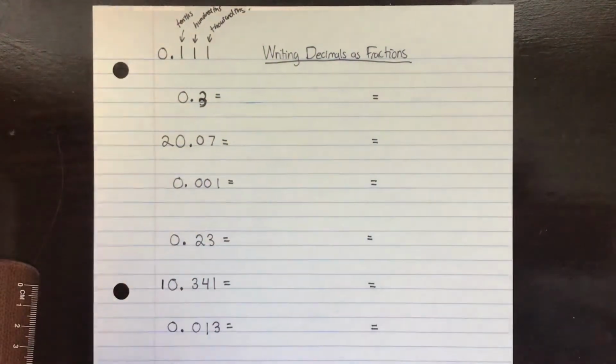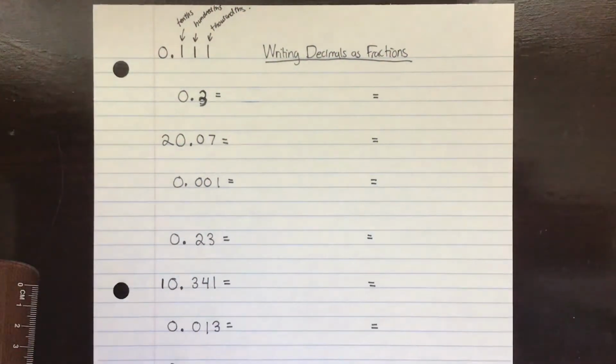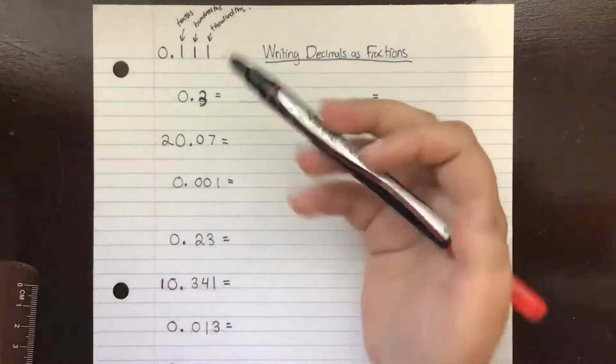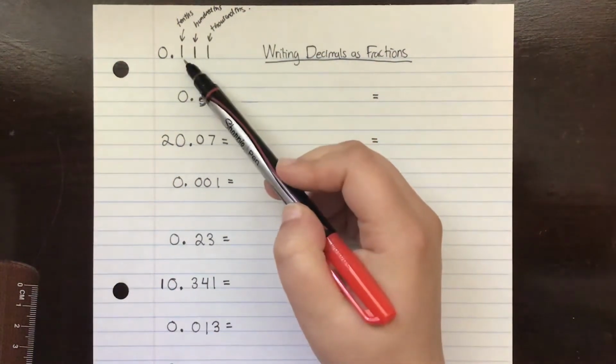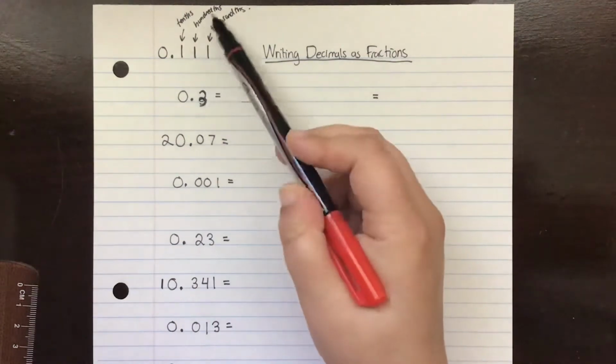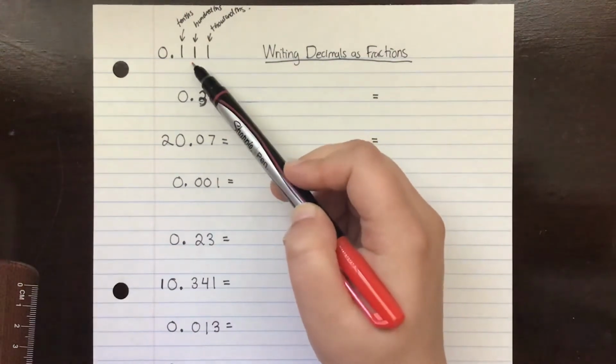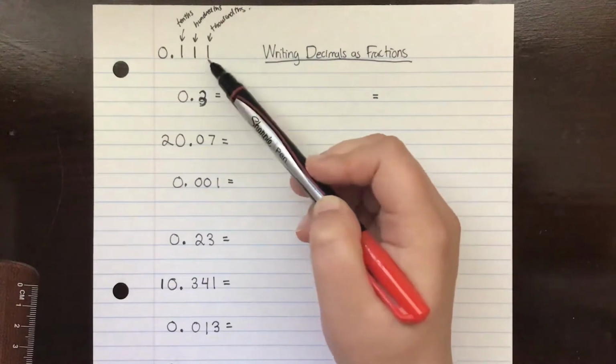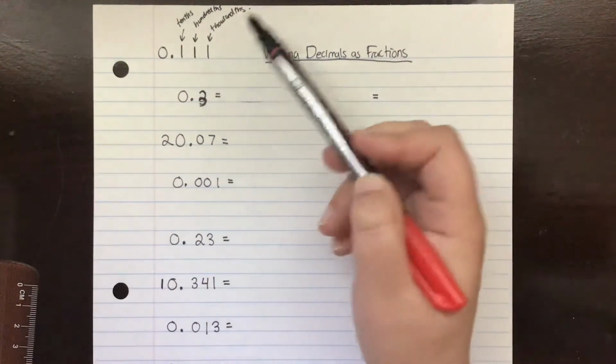So the best way to do this is to say the decimal out loud because it helps you understand what fraction it actually is. Just a reminder, any number in this position is a tenths decimal, any in this position is a hundredths decimal, and any decimal in this third position is a thousandths decimal.